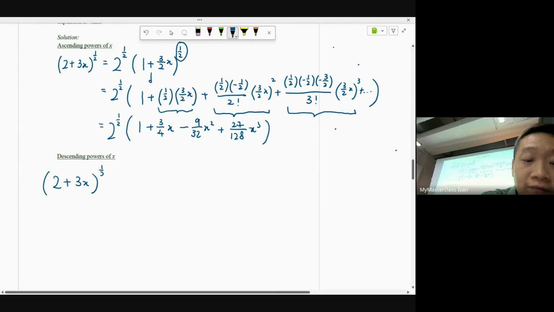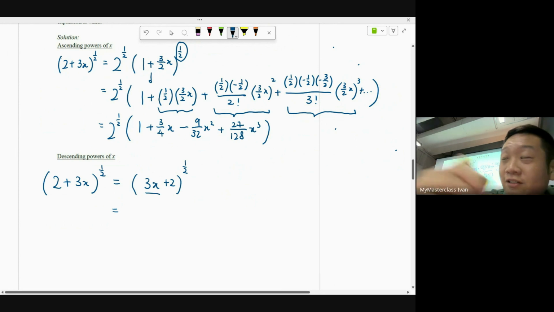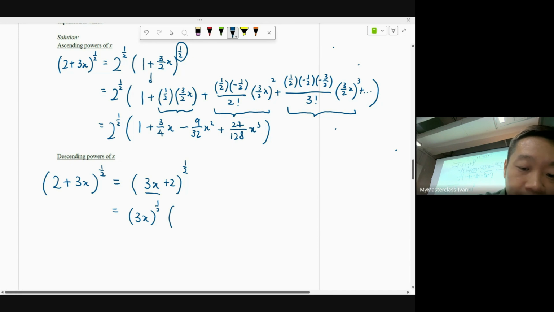But now if I want descending power of x, so 2 plus 3x to the power of half here, I have to rearrange it first. So this is 3x plus 2 to the power of half. Factorize out the guy that has the x, not just the x only, because it must be 1 plus something, understand? Factorize out 3x to the power of half. What is left inside, Josh?